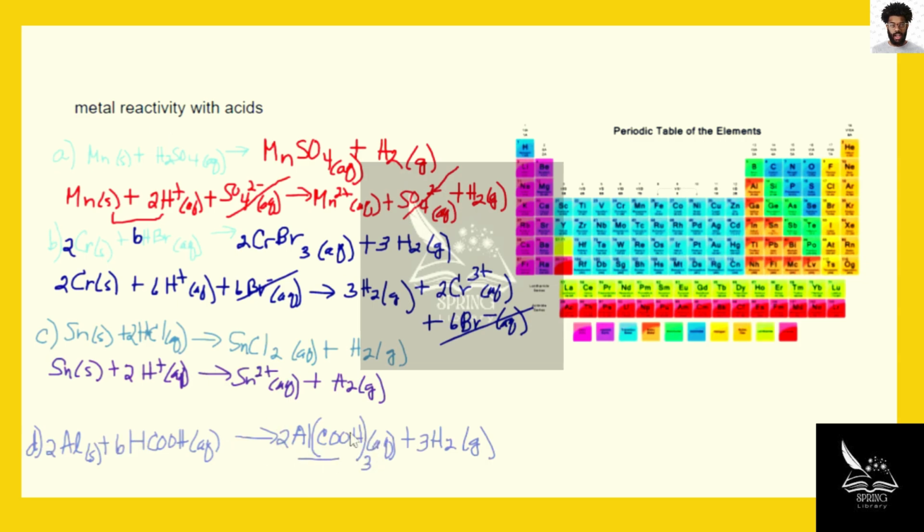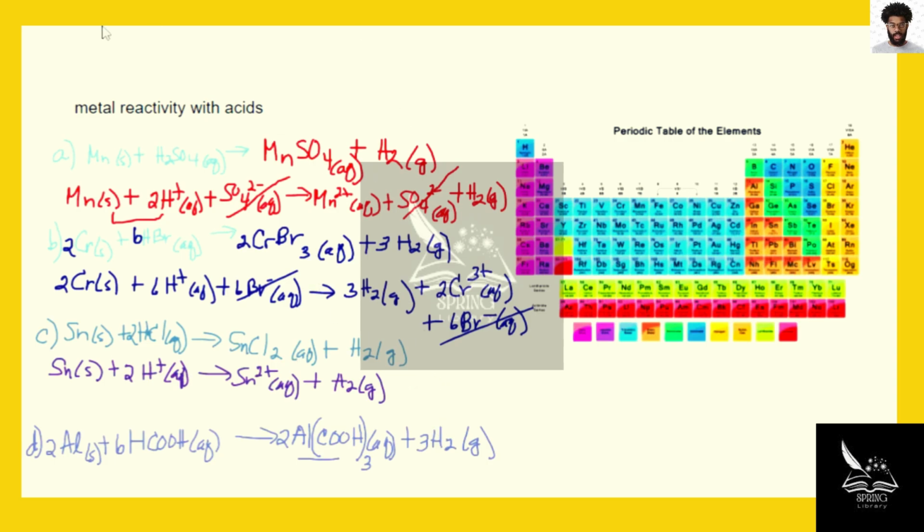So the aluminum formate, aluminum is going to form a +3 charge and require three formates with a -1 charge to balance that. And so we end up with this balanced overall molecular reaction where we have two aluminums, six formic acids to produce two aluminum formates with this formula and evolve hydrogen gas again as a product of the reaction.